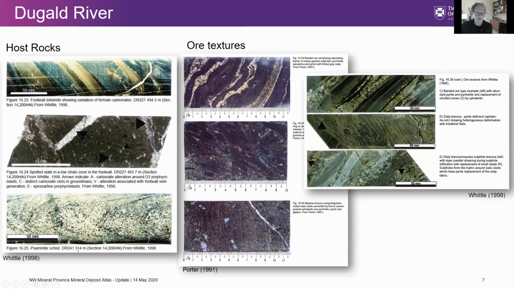A key feature of the atlas is really visual compilations of the available rock textures and ore textures. These images have been taken from theses, and again, we definitely try and compile these in a logical way so that you don't have to constantly be chopping and changing between the different theses, and we can actually try and put these back into their deposit context. So you can see here some of the host rock features from Dugald River and a whole range of ore textures that you can see in the massive sulfide bodies through there.